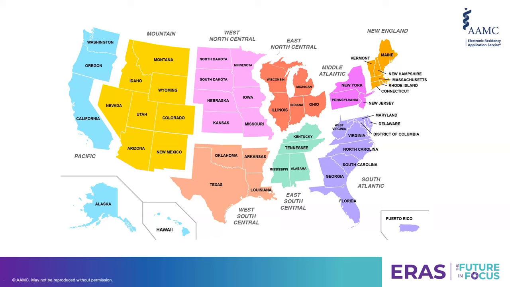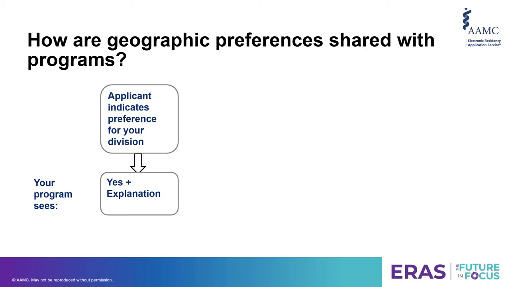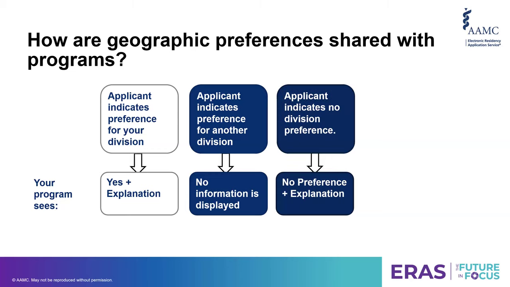Applicants can select up to three different U.S. Census divisions, and they're also able to provide a 300-character explanation as to why they selected those particular divisions. And in terms of answering questions of how it's shared with programs, it's fairly straightforward here. If you have indicated a division and an explanation, the programs will see that respective information. If the applicant indicates preference for another division, no information is displayed. So the programs aren't going to see the other two divisions that you selected, or they won't see your other choices essentially. So hopefully that answers your question.